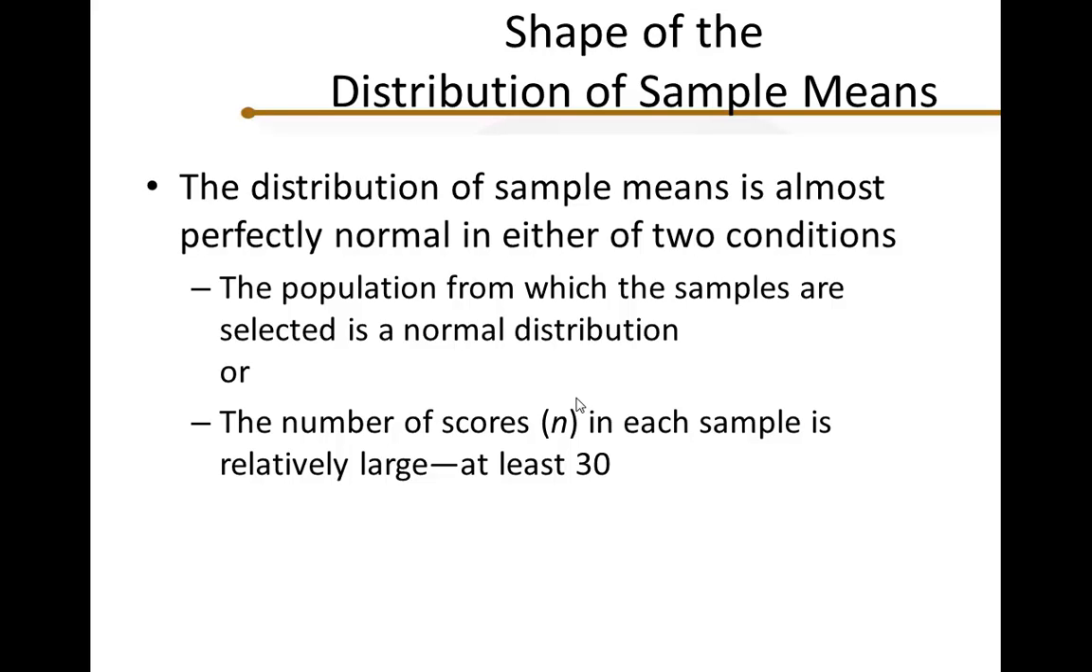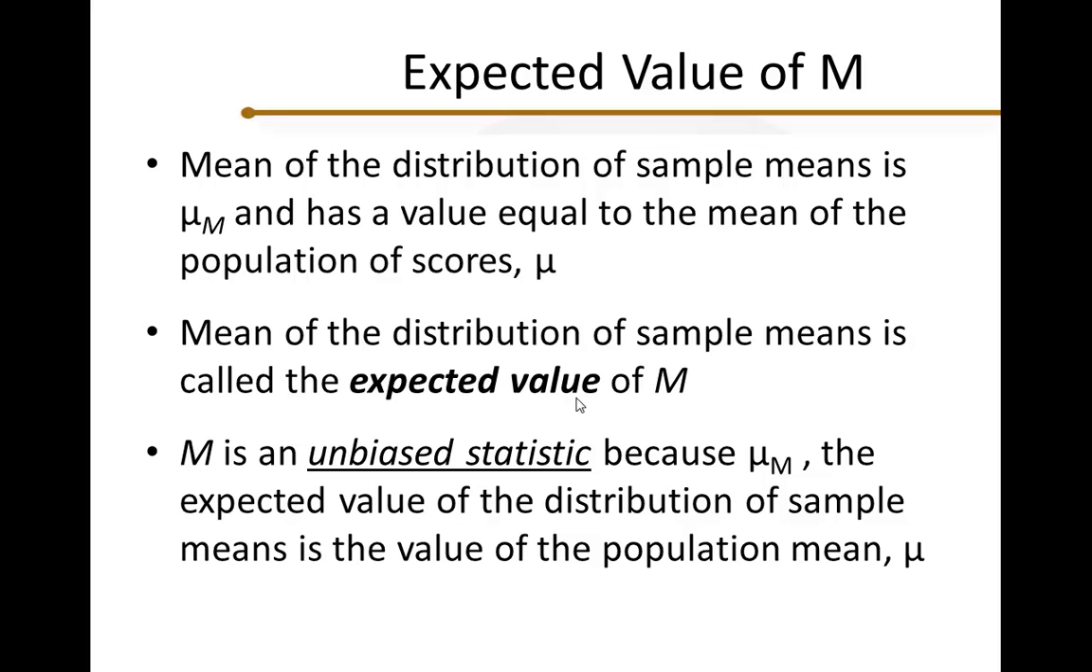One, the population from which the samples are selected is a normal distribution, or the number of scores in each sample is relatively large. We say at least 30.